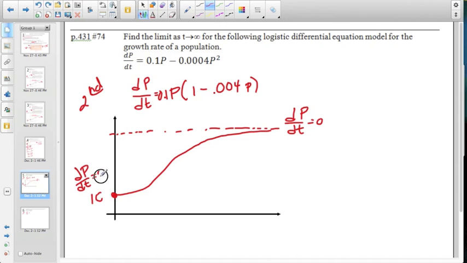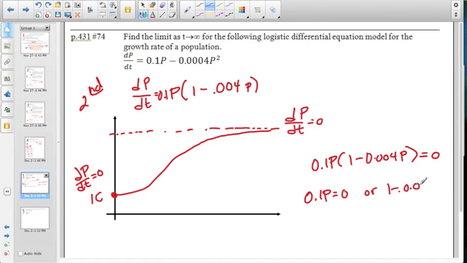And so this really just ends up being really similar to an Algebra 2 question, is that we want to know what values of P make this equal to 0. And that's why I started to factor it here, because we're going to just say, well, we're either going to have one of two situations. We're going to have 0.1p equal to 0, or we're going to have 1 minus 0.004p equal to 0. And that's going to give us our two values along here for p. And so this one is a p equal to 0.